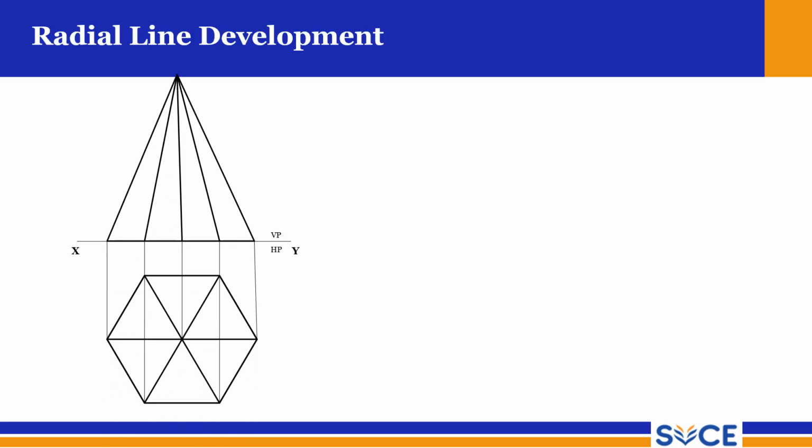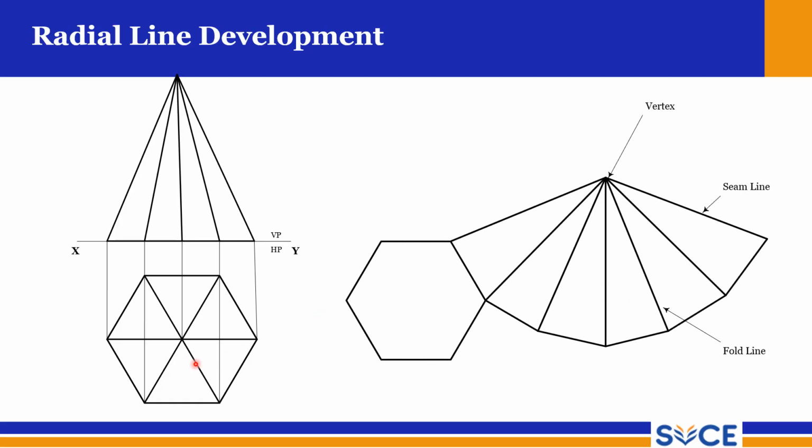So radial line method, it is a hexagonal pyramid. So pyramid and cone can be developed using the radial line method. So here this is the true length, right? This is the slant edge which is parallel to VP. Obviously this will give you the true length, and using that length as radius, we can draw this arc, and we can cut the face. So this is the base side. So using that base side we can cut at 6 places, and we can complete this development.